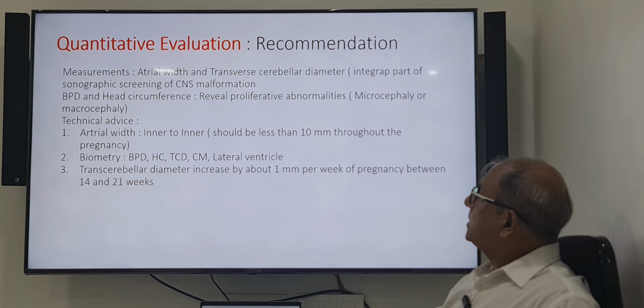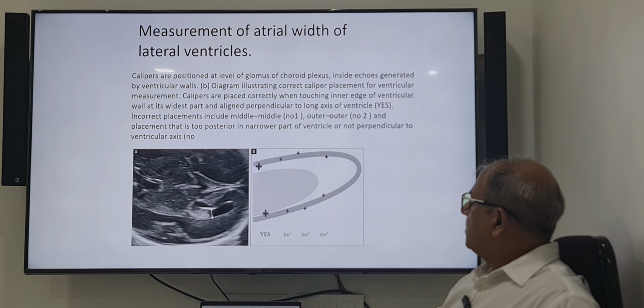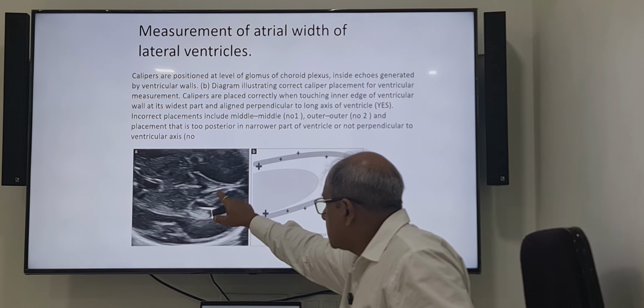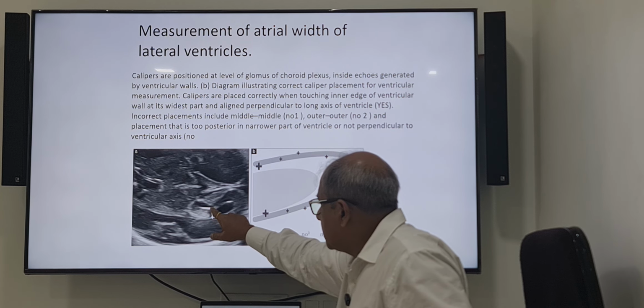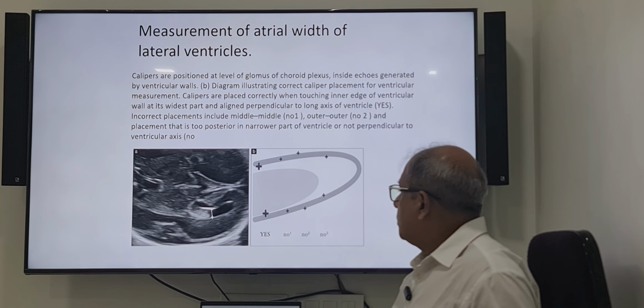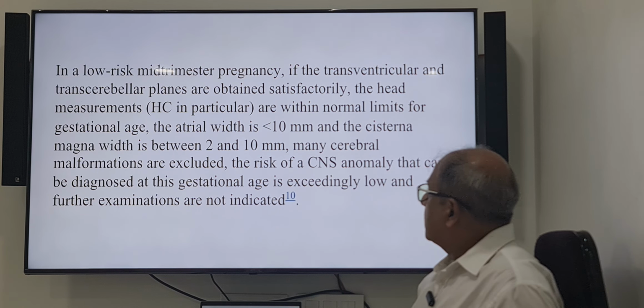The quantitative evaluation: atrial width, biometry, and transcerebellar diameter increase by 1 millimeter per week. How to do the measurement of the lateral ventricle has been given in the ISUOG guideline. This is the best way: where the parieto-occipital sulcus is at mid gestation, take the glomus and the lateral ventricle.